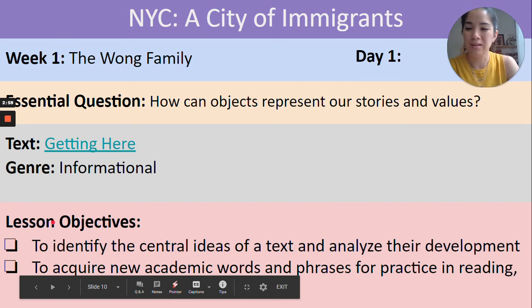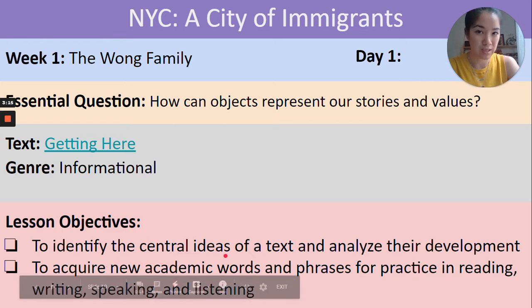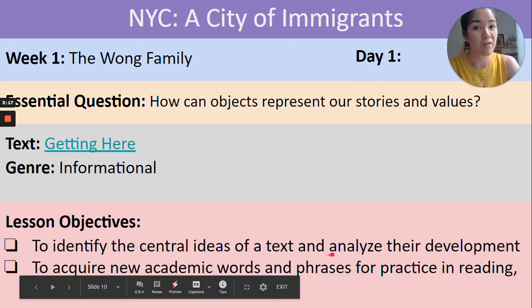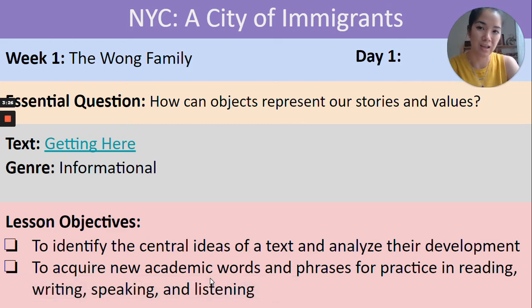The first one, to identify the central ideas of a text and analyze their development. The second one, to acquire new academic words and phrases for practice in reading, writing, speaking, and listening. So the first one, to find those big, main, important ideas in your text and see how they're growing in the text. And then to learn new words in English to use in our listening, our speaking, our writing, and our reading.